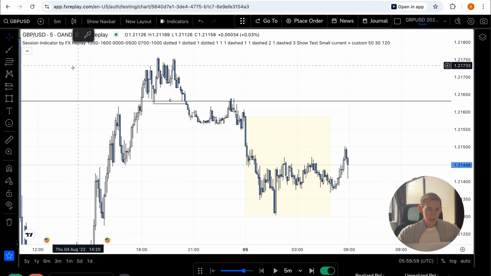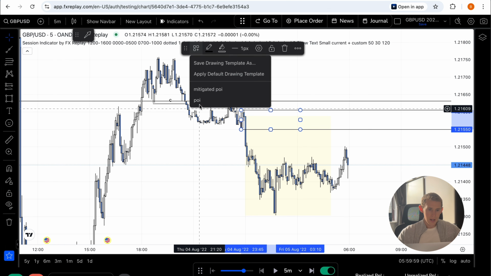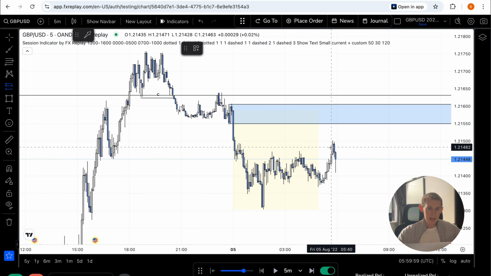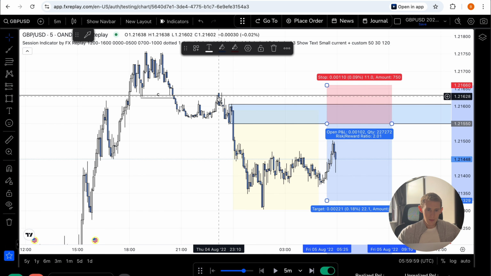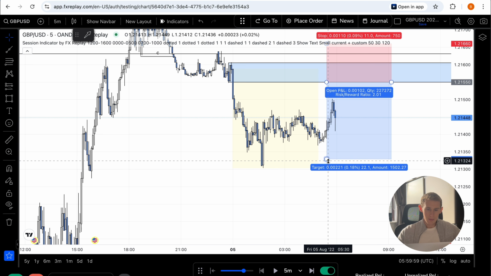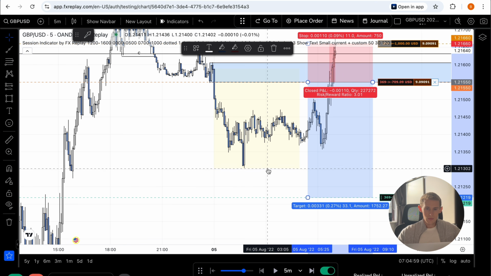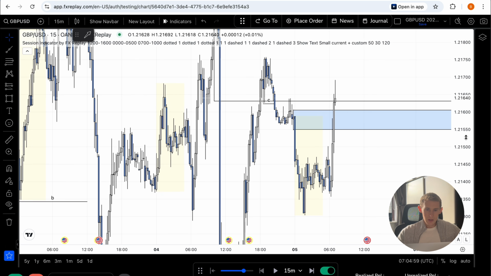All right, so London continued to push down and has created a new entry area. So now that we've had this change of character plus imbalance, I'm happy just to set a limit on this area here with my stop above this high. If it comes higher than that, I don't want to be in the trade. 1 to 3 TP, and let's see how this goes. No, so little loss on that one. Maybe we were just a bit too early.